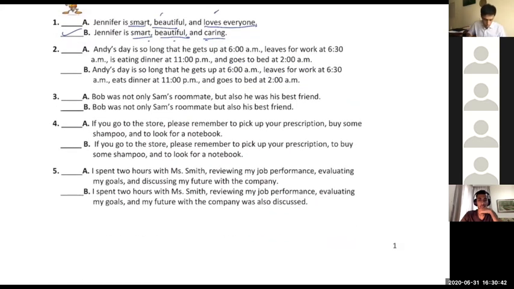Let's do a small one. Let's do number 3. "Bob was not only Sam's roommate, but also he was his best friend," versus "not only Sam's roommate, but also his best friend." If you notice here, B is correct because it's "not only Sam's roommate, but also his best friend." This is not parallel, so this is correct.